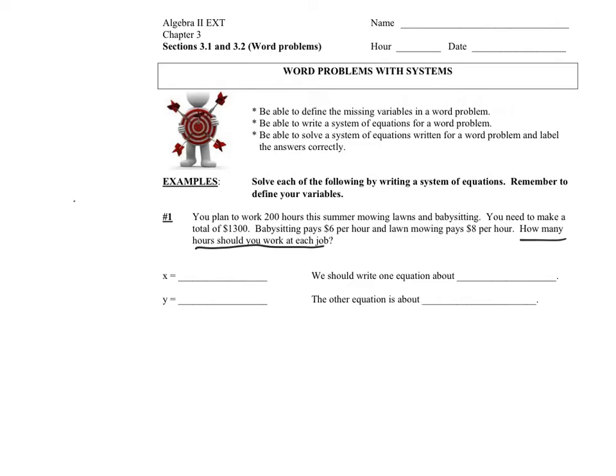So the hours are made up of hours babysitting, and then hours mowing lawn. So I'm just going to put hours mowing. Okay, so those are the hours we're going to find out. How many do you babysit? How many do you mow lawn? Right, we should write one equation about hours because they tell us how many hours you work. And we should also write one equation about money because they tell us how much money we want to make.